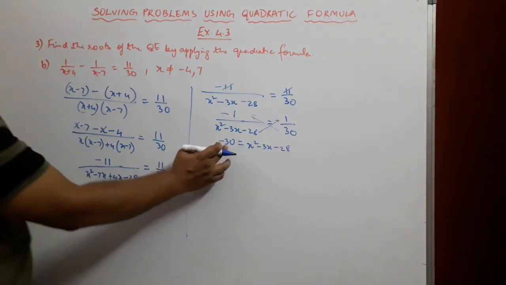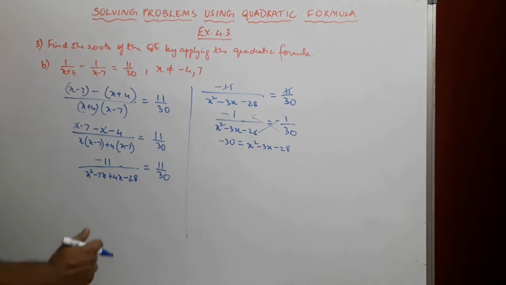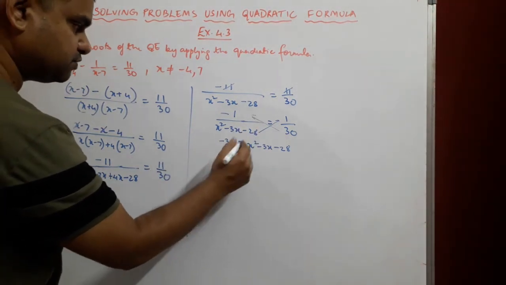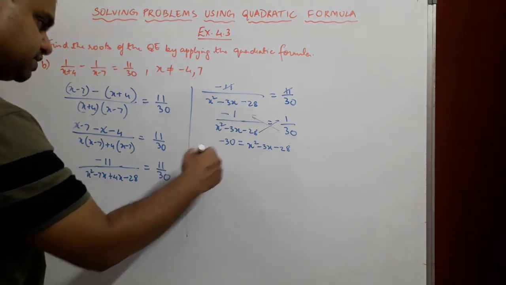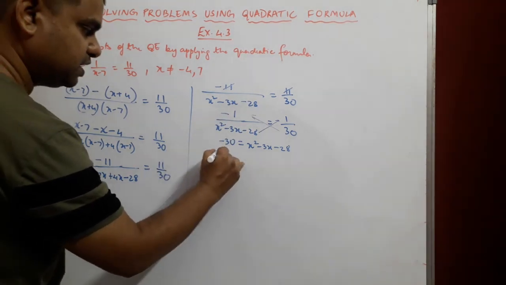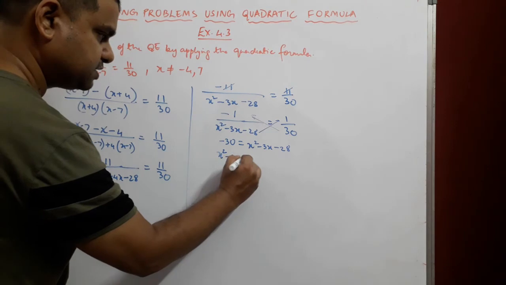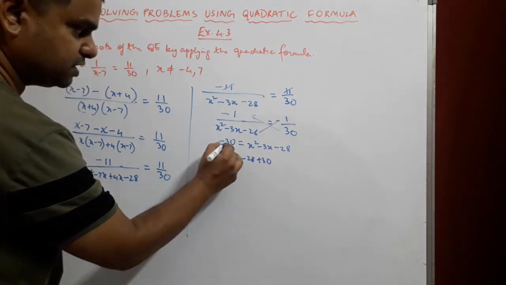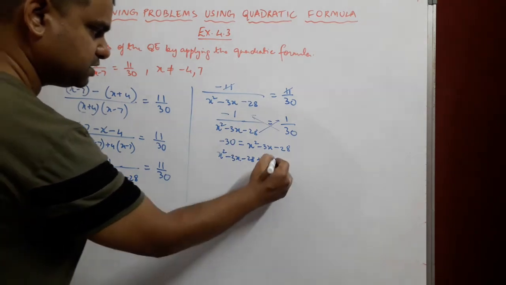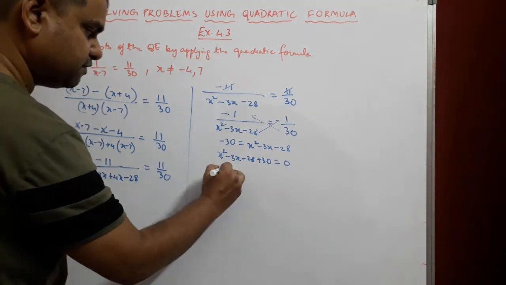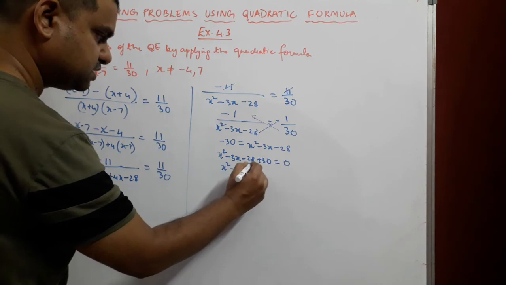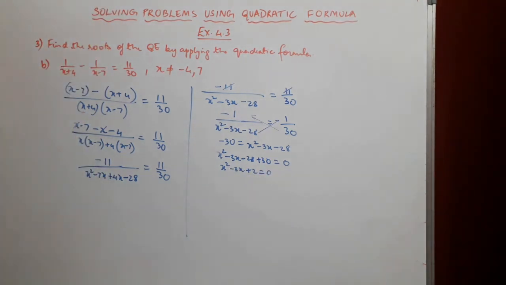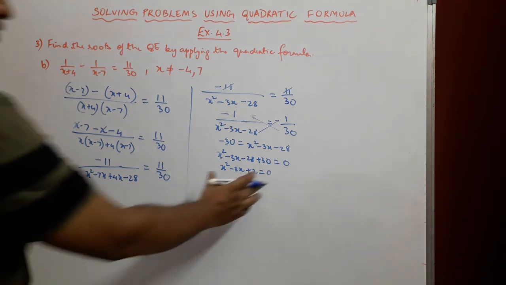Now we take minus 30 on the right hand side so that we get 0 on the left hand side. So I'll just switch the positions. Whatever is left, I'll bring it to the right, and whatever is right goes to the left. So we will get x square minus 3x minus 28 plus 30, because it was minus 30. Now when it goes on the other side, it becomes plus 30 equal to 0. And we get x square minus 3x plus 2 equal to 0. Fine. Now we have got it in the quadratic equation form.